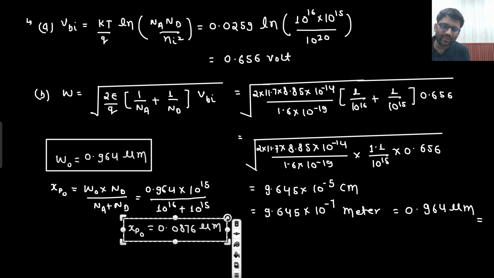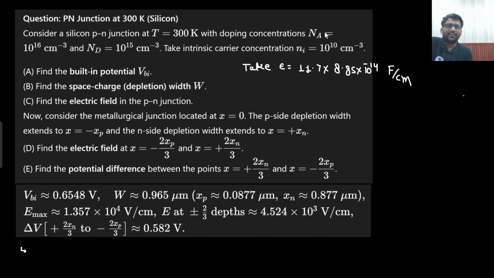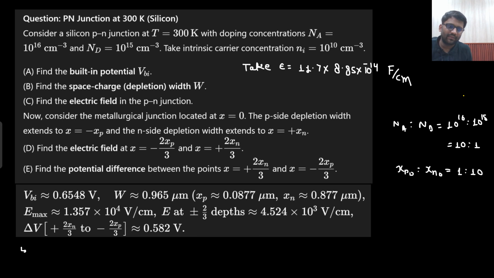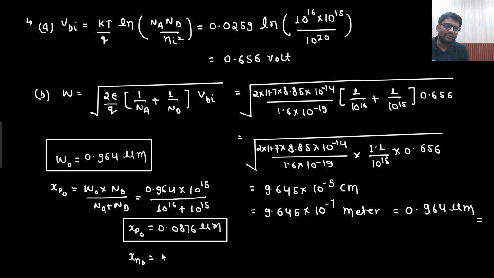And now what will be your depletion width towards the N side? Although they did not ask for it, I can still calculate it. Do I need to do any calculation? What is the ratio here? NA ratio ND. What is your NA ratio ND? So that is 10 to the power 16 ratio 10 to the power 15. That is 10 ratio 1. So what do you think? What will be your XP naught ratio XN naught? That would be 1 ratio 10. So it would be 10 times of this. So what is the answer you will be getting? 0.876 micrometer.